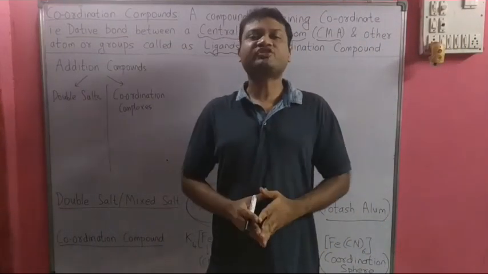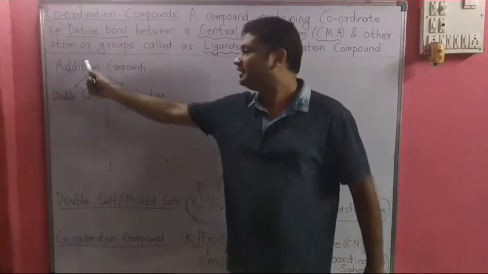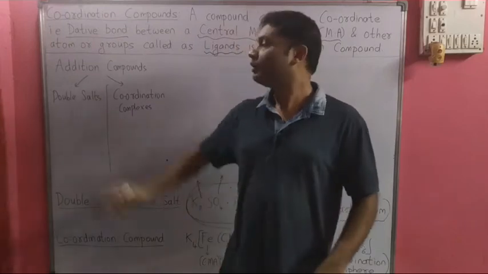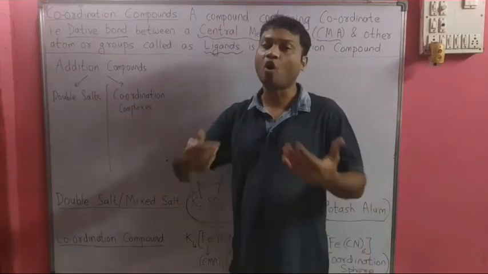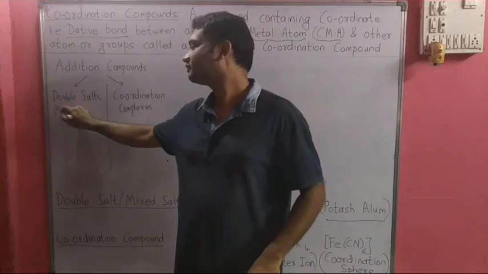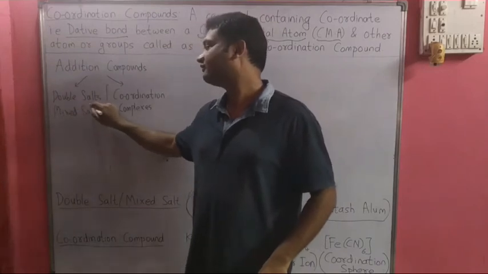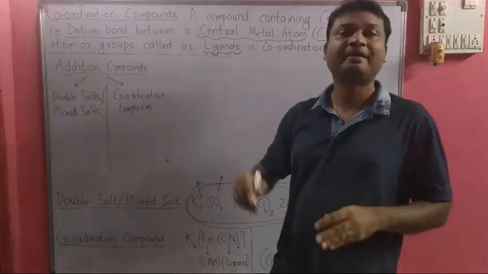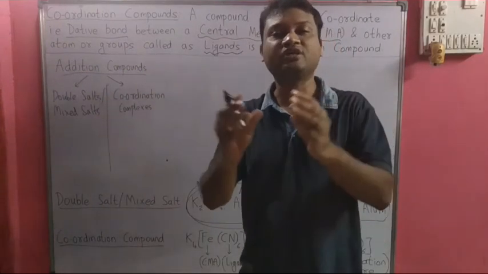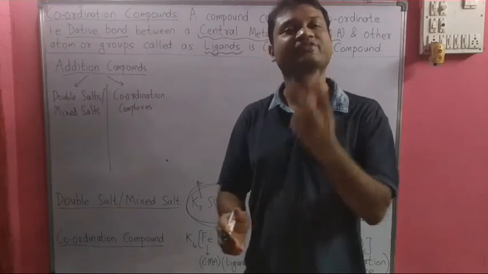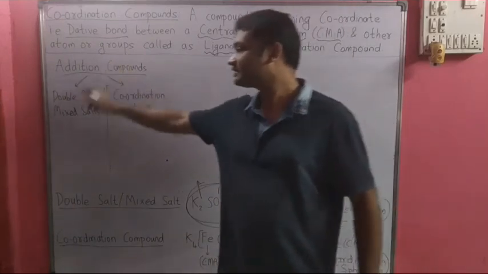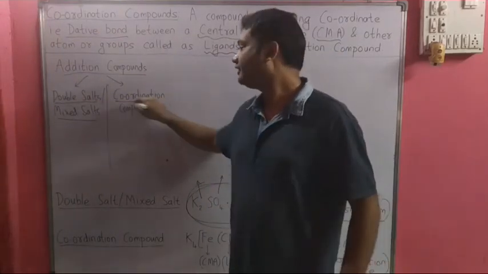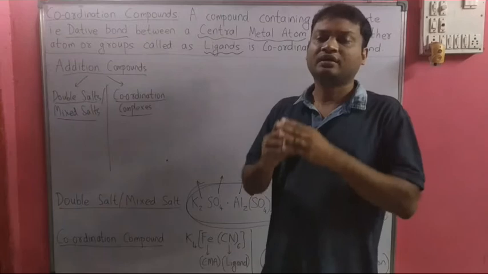Welcome back दोस्तों. In the previous section we talked about addition compounds, which were classified into two types. We classified addition compounds, meaning compounds formed by addition of two or more substances, into two types: one is double salts or mixed salts, another is coordination complexes.